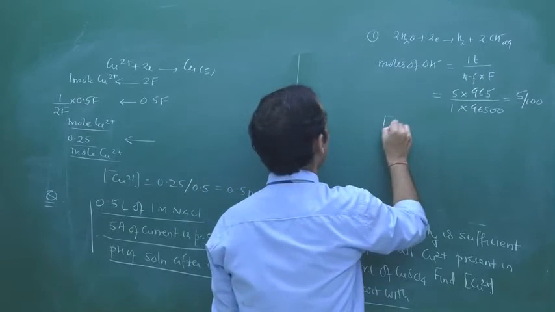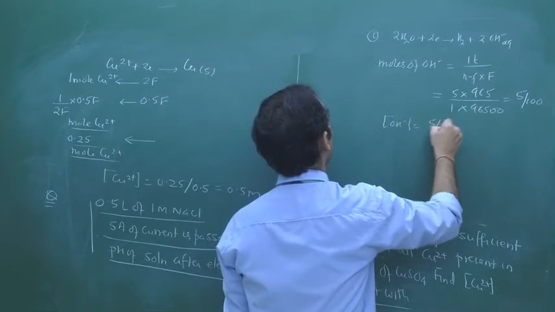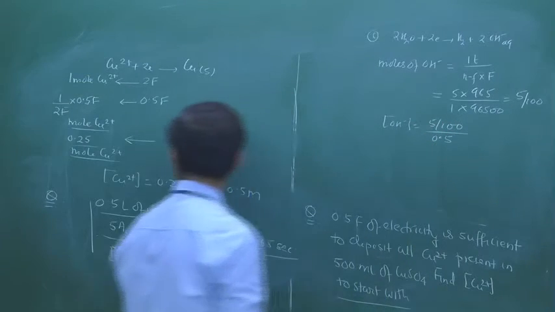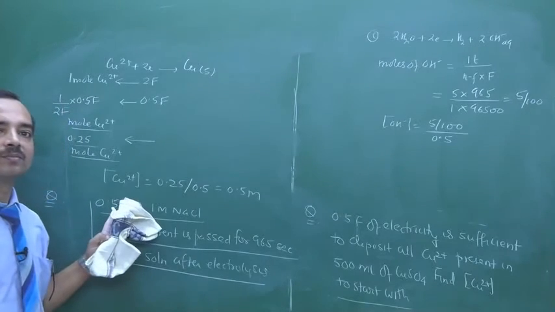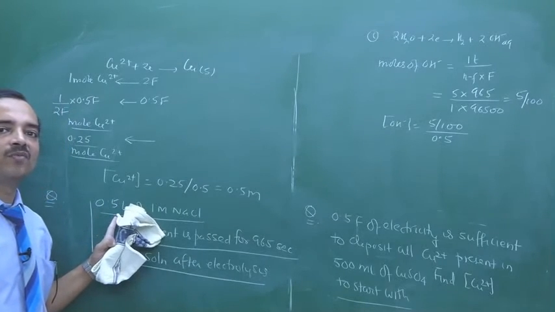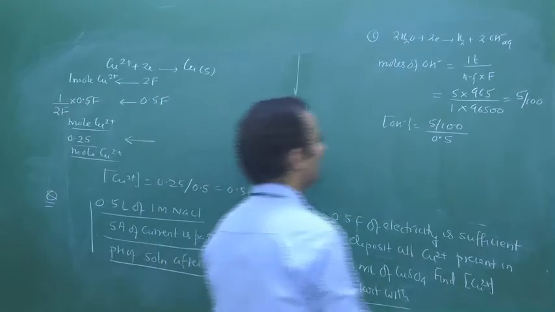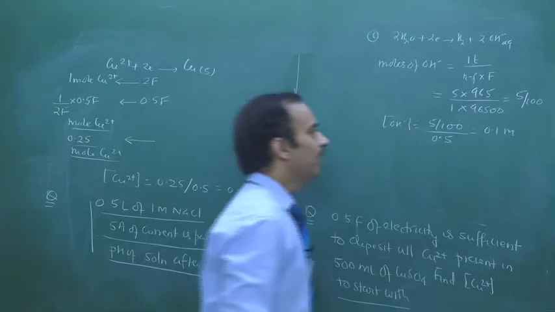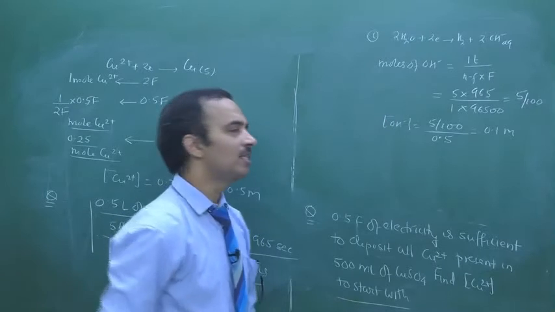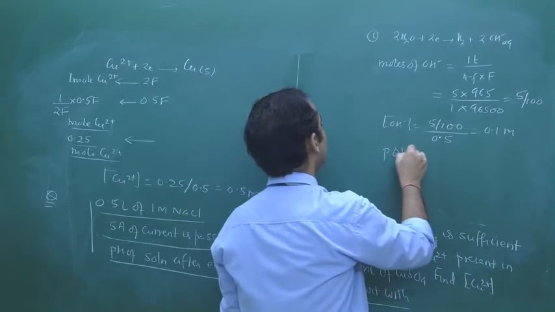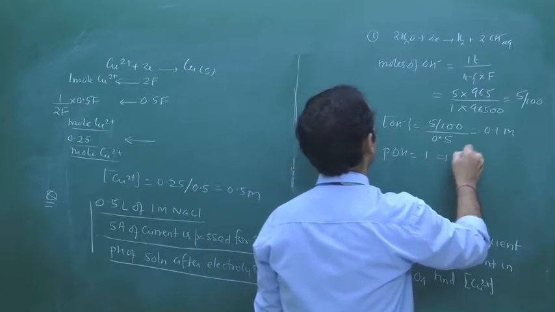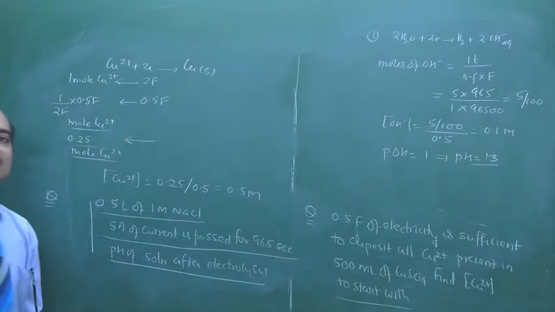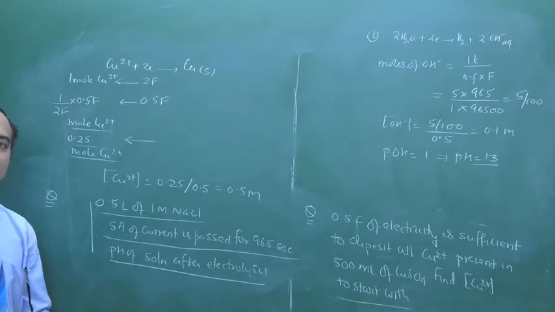Therefore molarity of OH negative is moles upon volume in liter. Volume is 0.5. So we can say this comes out to be 0.1. If molarity of OH negative is 0.1, then we can say pOH is 1, then we can say pH is 13. Is it clear, beta? Is it clear?